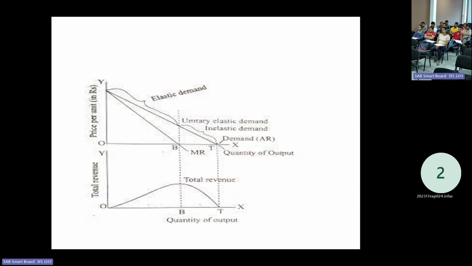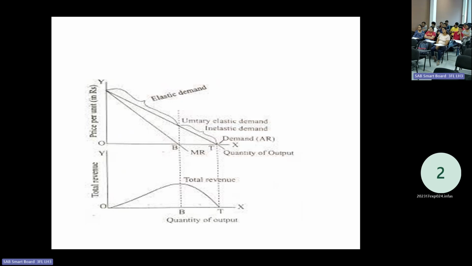Take this area, if you take the slope, dTR over dQ is greater than 0. Here elasticity is greater than 1, here equals 1, here less than 1. So the slope is negative. That explains the marginal revenue curve as the slope of the total revenue curve.